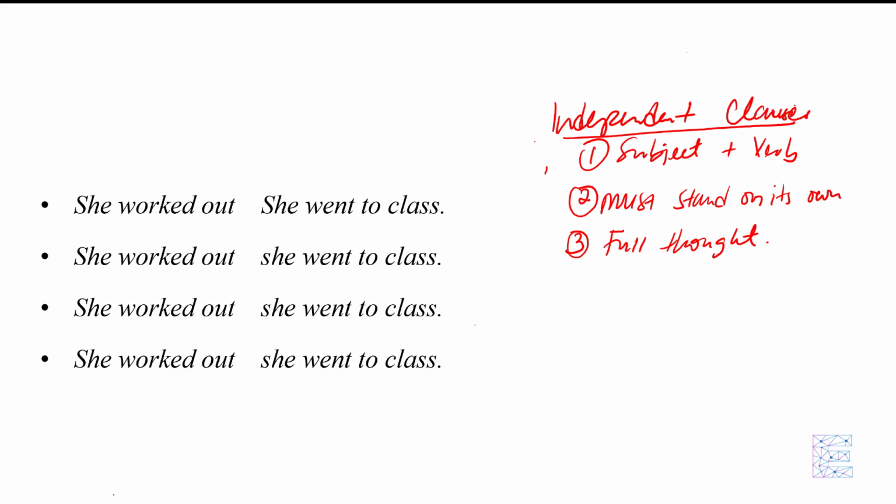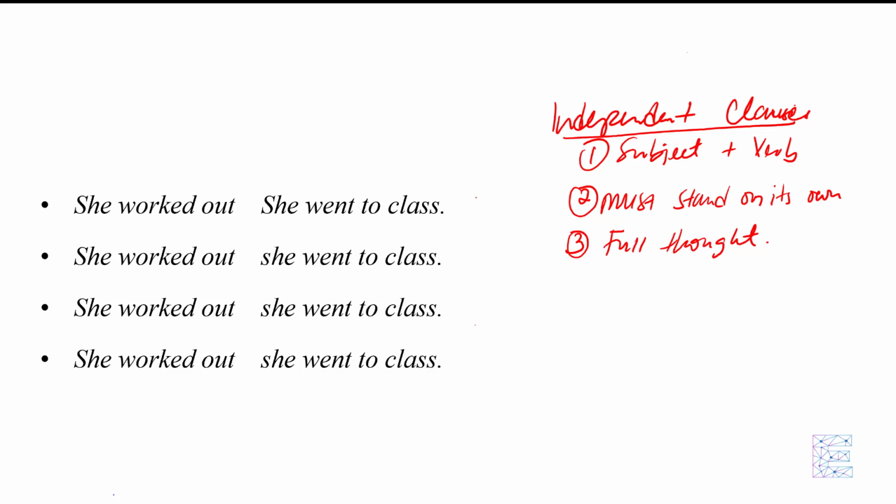So with that said, let's turn our attention to these 4 sentences that you wrote down. So the first one, she worked out. Is it an independent clause? She, subject, worked out, verb. Yes, and it's a full idea. Second piece, she went to class. Again, we have a subject, a verb, and a full thought. So both of these parts, the first and the second, would be independent clauses.